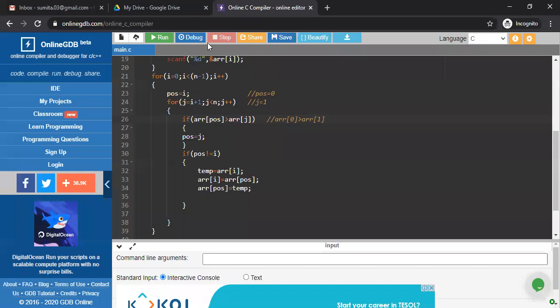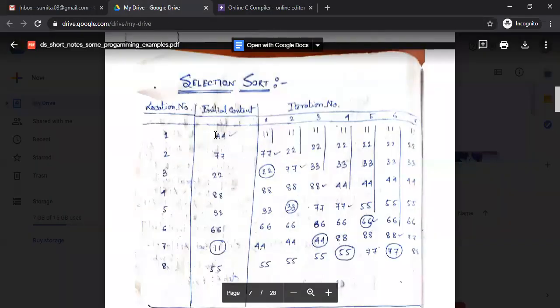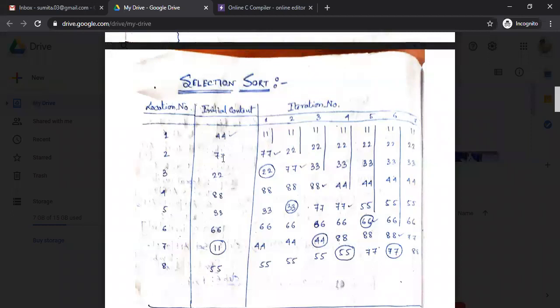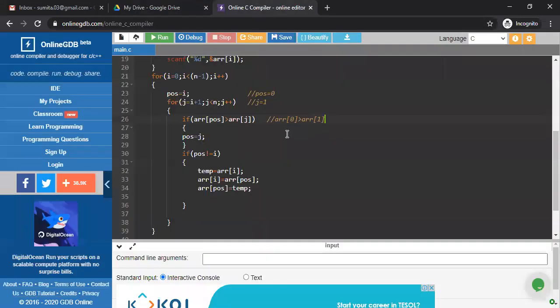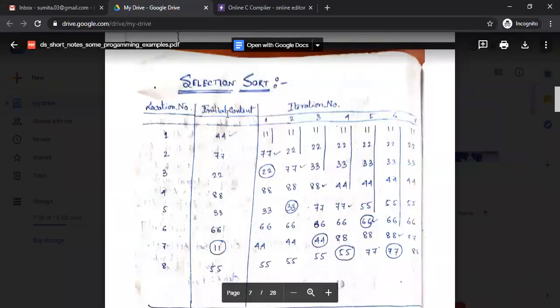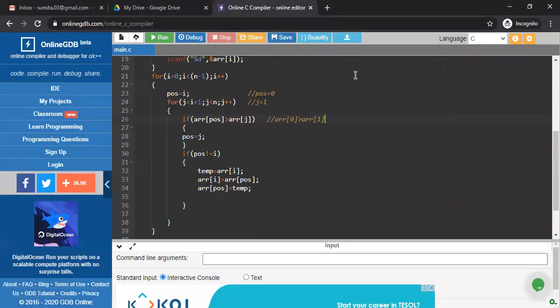Whatever I write in my code, so 44 is greater than 77. This comparison takes place because in ARR0 there is a 44. Whatever our random values are, I am writing 44, 77, 22 here.